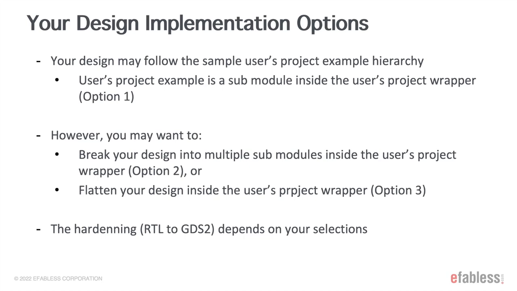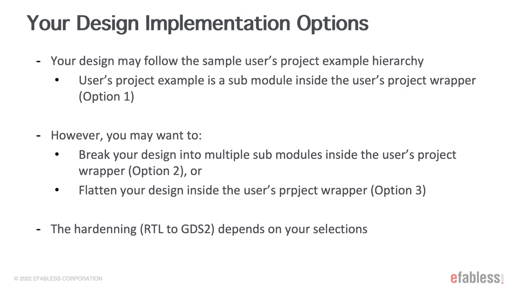Everything is flattened inside the user's project wrapper. You can do this as well. In RTL, you can still have the hierarchy, but when you synthesize and physically implement your design, you can flatten it. You create the netlist, you flatten your netlist, and then your design is flattened. When you do physical implementation, it will be just your design cells existing inside the user's project wrapper.